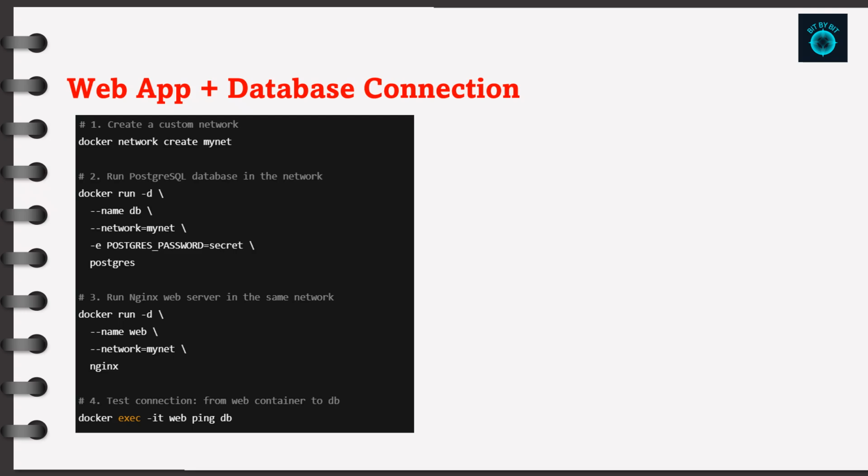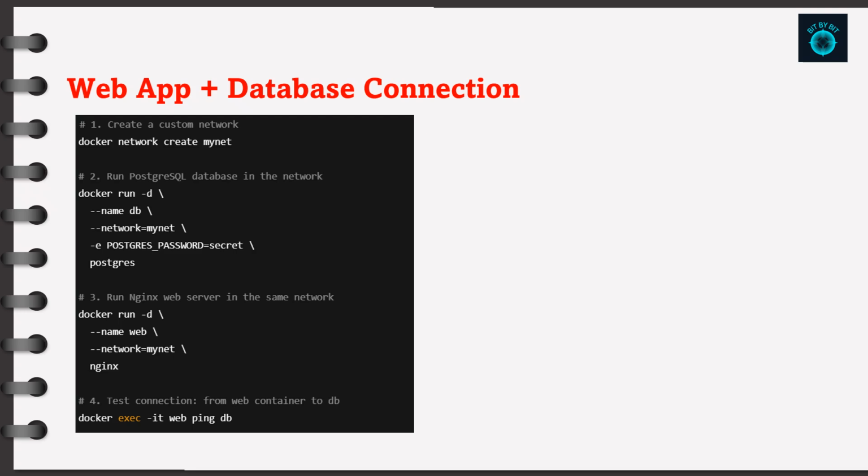Let's walk through another example for networks step by step. Step 1. Create the network with docker network create mynet. Step 2. Run the database container. Type docker run -d --name db --network=mynet -e POSTGRES_PASSWORD=secret postgres. This runs Postgres, which is an open source database. The option -e POSTGRES_PASSWORD=secret sets the database password. The container is named db and is attached to the network mynet.